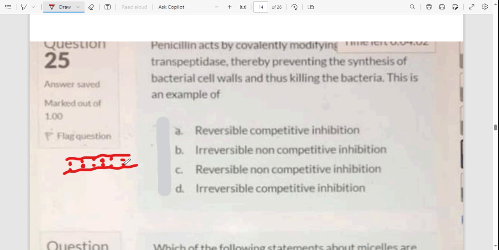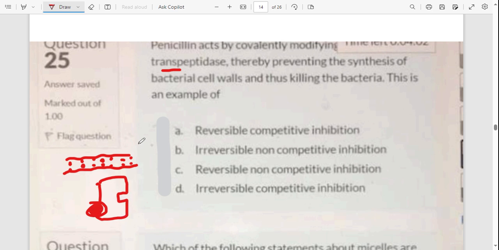For these amino acids to form close linkages, you need transpeptidase. So penicillin is going to modify transpeptidase, and it cannot do that. Actually, it modifies the non-active site. Say this is transpeptidase. Penicillin will come and bind to this site, which is the allosteric site, and that modifies the active site.